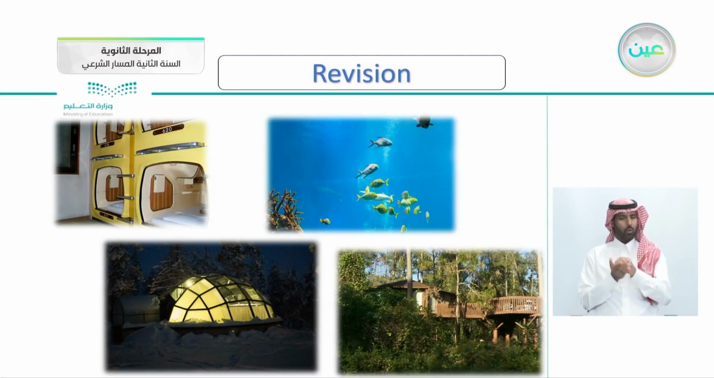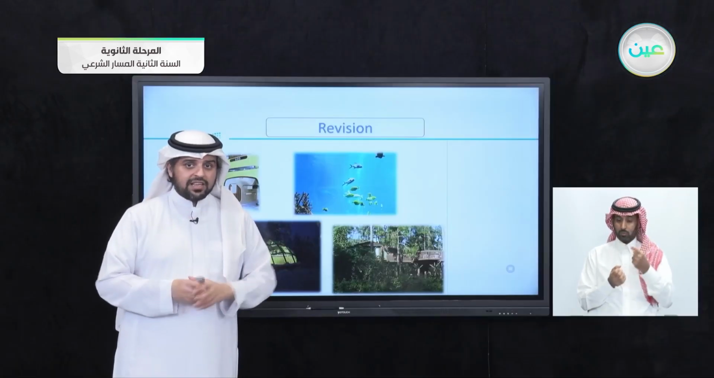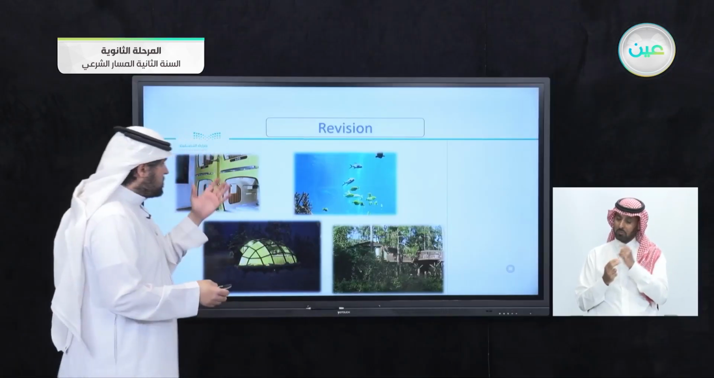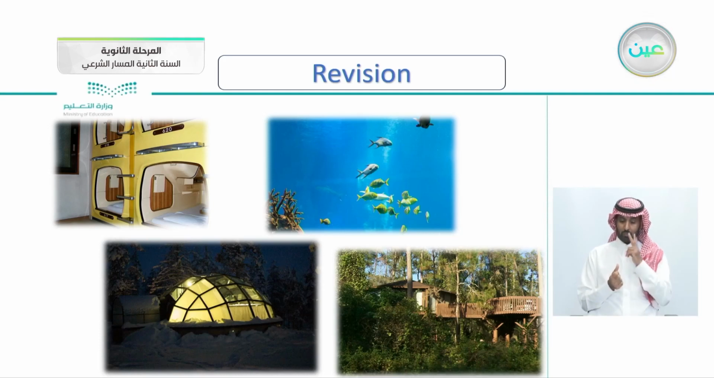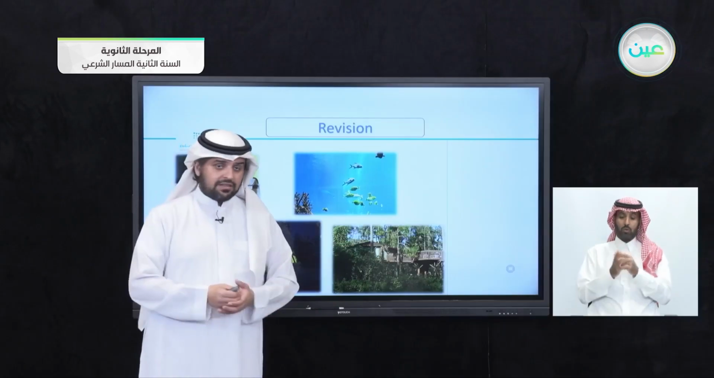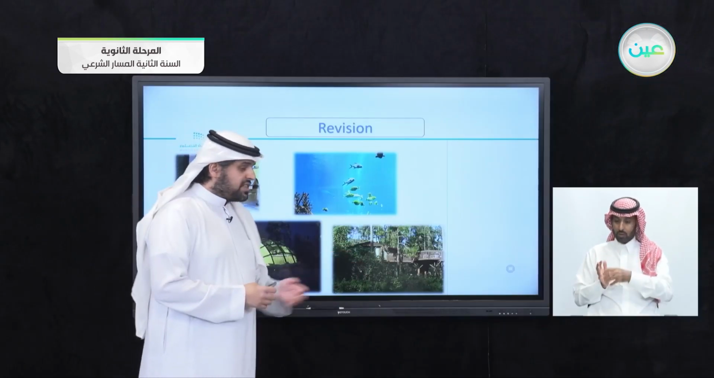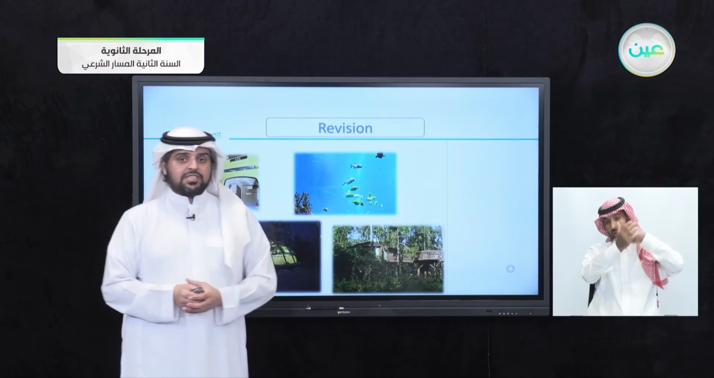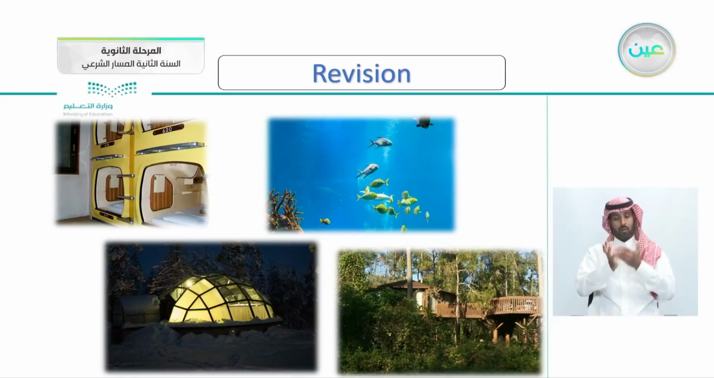If you remember, we talked about unique, one-of-a-kind hotels, as you can see here in the pictures: the capsule hotels and the undersea hotel, a hotel under the sea, the tree house hotels, and the igloo hotels in Finland, whether it's a glass igloo or a snow igloo. Of course, which one do you find really intriguing? Which one interests you? This is up to you.